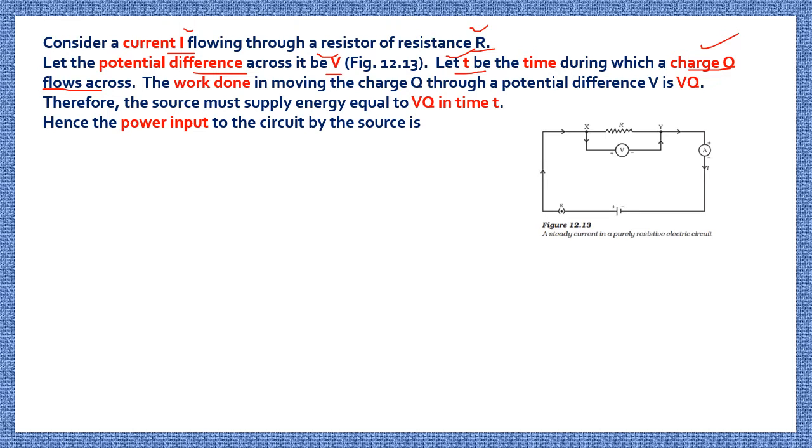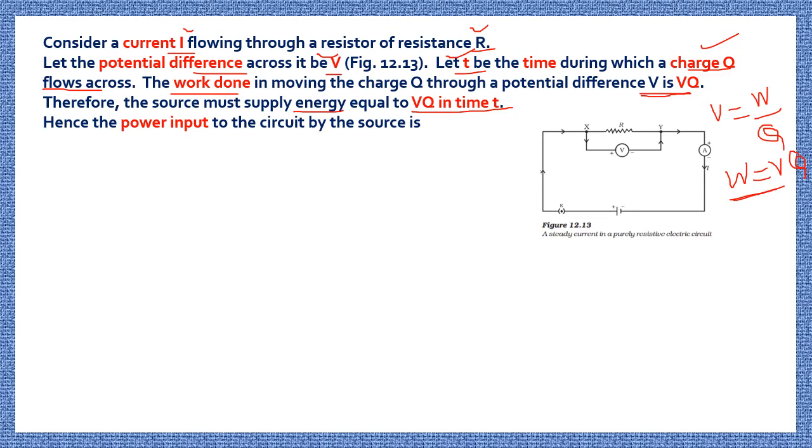Now the work done on this charge Q in moving through the potential difference V is VQ. How come it is VQ? If you remember the definition of potential difference, the formula was V is equal to W upon Q. So if I have to find the value of W, that will be VQ. So W is the work done on charge Q, and here I am taking W is equal to VQ. So the source must supply energy equal to VQ in time t. Why VQ? Because energy and work are the same. So it is clear.